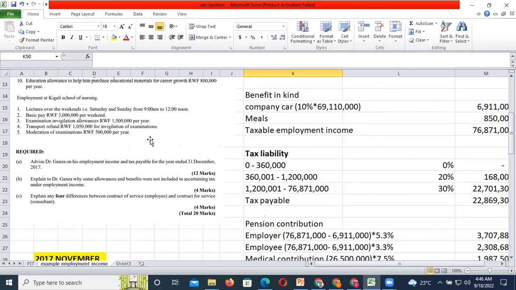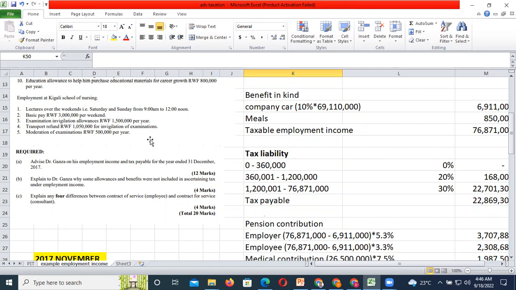I'm asking a question. If you go to work, do they refund your transport? No, they don't refund.